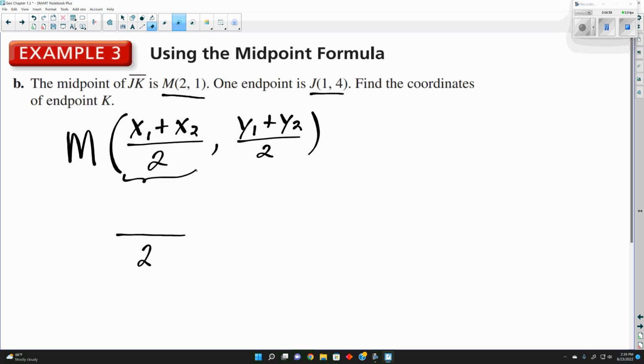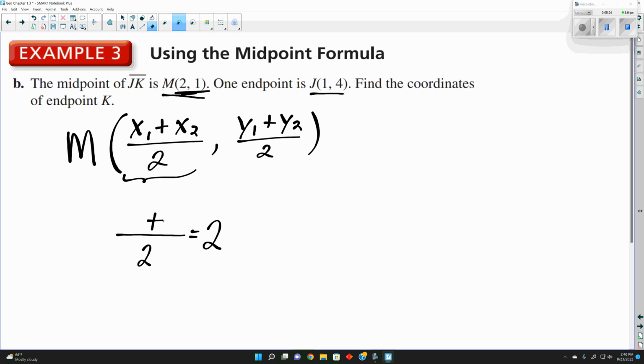So x1 plus x2 divided by 2 is the x value of the midpoint, yes? Did they tell us the x value of the midpoint? Yeah, the x value of the midpoint is what? 2. So when we plug in the two x values of the endpoints, they should add together, divide by 2, and give us 2, because they already gave us the midpoint.